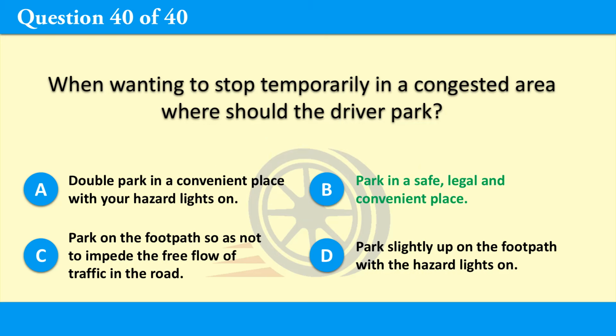Correct answer, B. Park in a safe, legal and convenient place. Explanation: you should park only where it is safe, legal and convenient to do so. Your parked vehicle must not cause a danger or an obstruction to other road users. The use of hazard warning lights does not excuse unsafe or illegal parking.